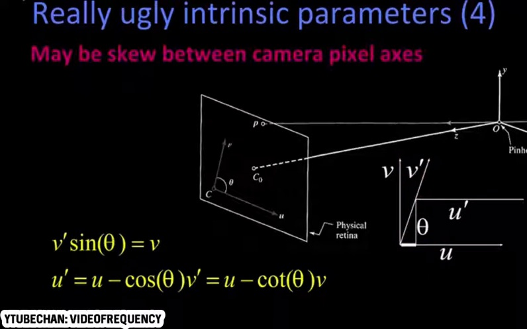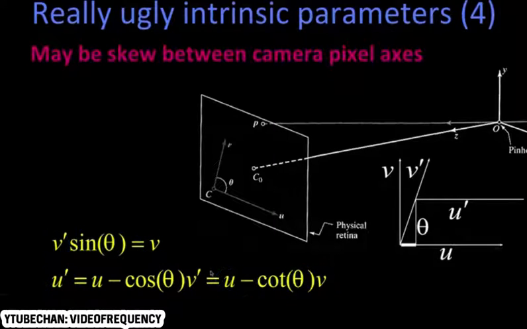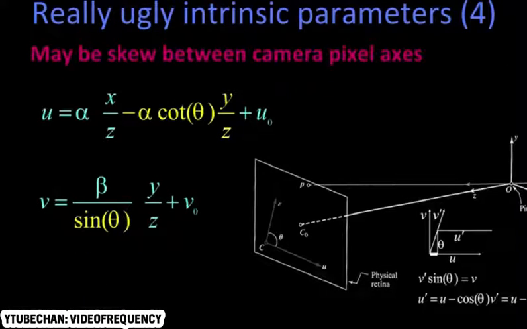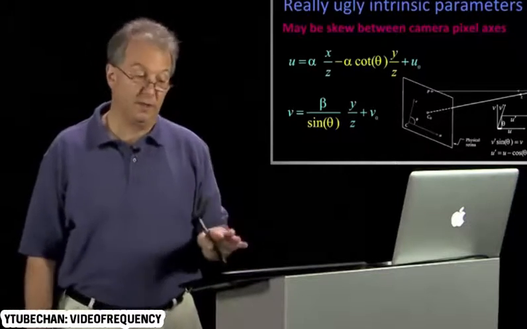So that's what these equations are showing you here. They're showing you the relationship between the v prime, which is measured, and the actual v, and the u prime and the actual u. When you substitute those into the equations we just had, you get this sort of ugliness. So this is the really ugly intrinsic parameter representation. And now we have how many? Well, we've got an alpha and a beta, the 2 scale factors, a u0 and v0 for the 2 offsets, plus theta, which is the skew. This is pretty ugly, and we'd like to make it nicer, and we're going to do that in 2 ways.